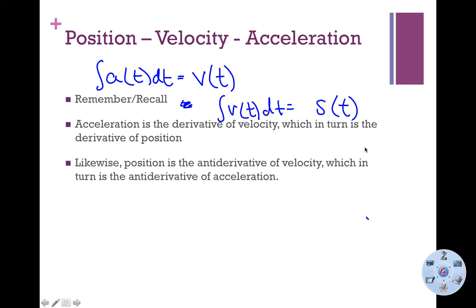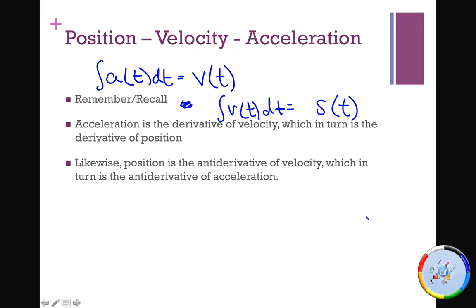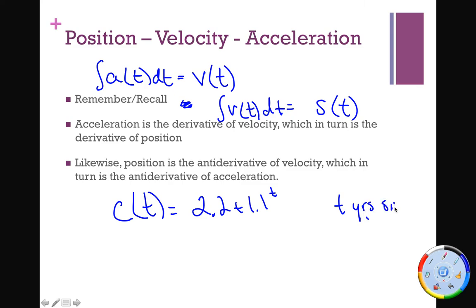One of the examples in the text talks about potato consumption. You are given a function which is a rate of change. So here's kind of essentially what this problem is working with. It says the rate of potato consumption was this function c of t, which is equal to 2.2 plus 1.1 to the t power. So it's an exponential function. And this is since t is years since 1970.